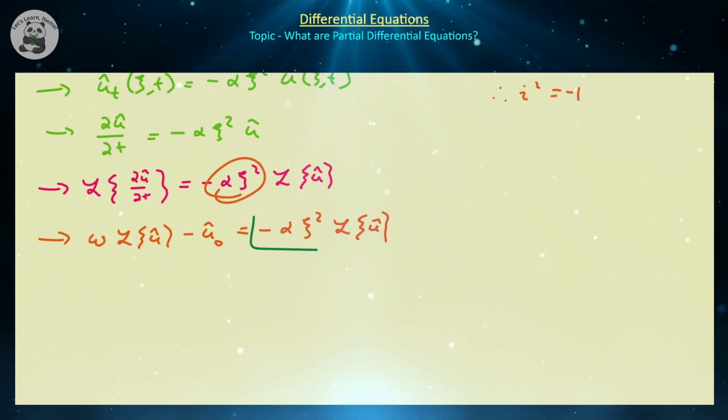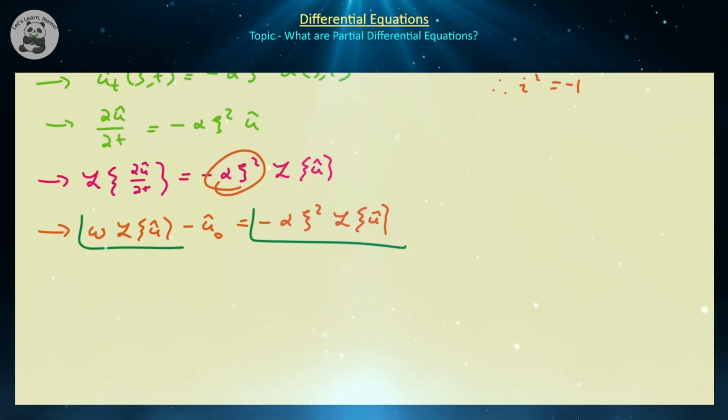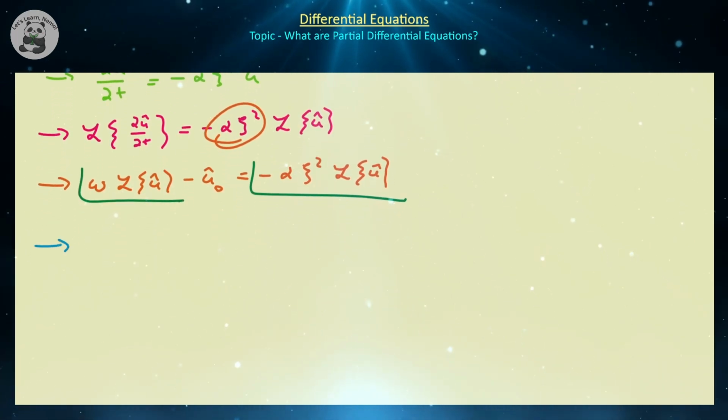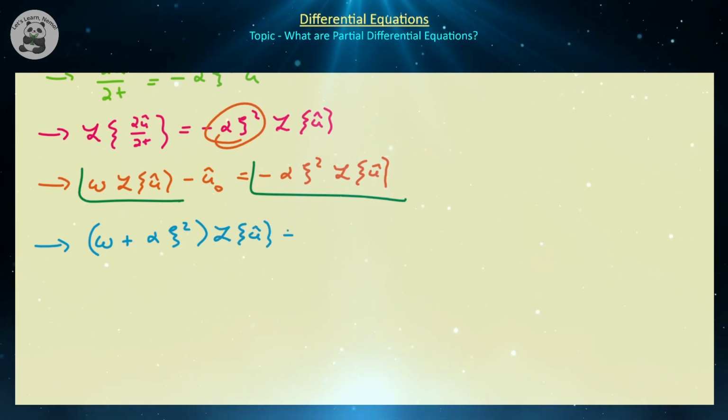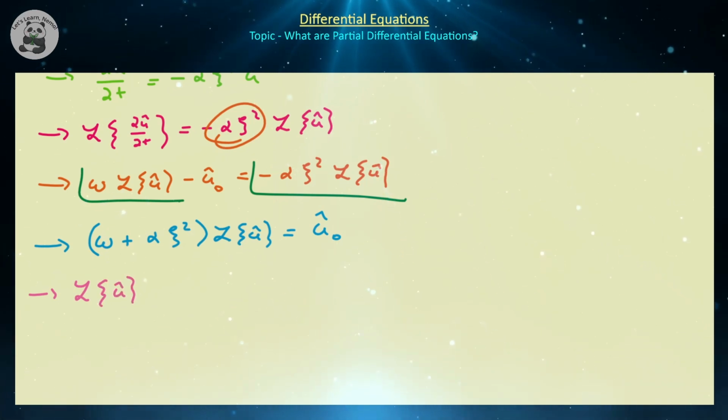So what I want to do is isolate my Laplace u hats to the same exact side. And what is that going to give us? It's going to give us (omega plus alpha psi squared) times the Laplace transform of u hat equal to the Fourier transform of the initial condition function. Right? So what exactly do we have here? I can solve both sides for the Laplace transform of u hat. So the Laplace transform of the Fourier transform of u will be equal to the Fourier transform of the initial condition of our solution divided by omega plus alpha psi squared.